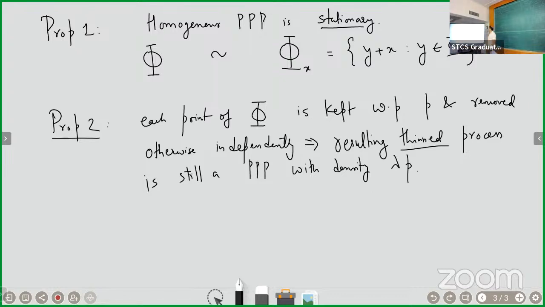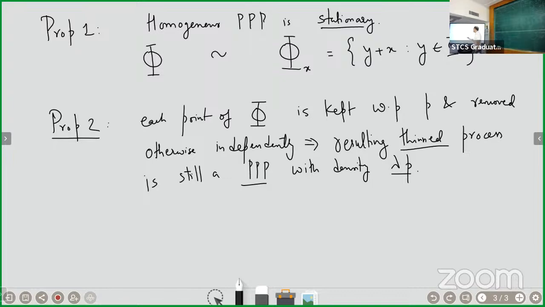What am I doing? I'm keeping every point of P with probability P. So essentially, I go to the point, flip a coin. If it turns out heads with probability P, I keep it, otherwise I remove it. Importantly, I'm doing this independently for every single point. So it's called a thin process. It's thinner compared to the original process. How do you convince yourself it is still a Poisson point process? The density, this is slightly easier. The density is going to be lambda times P, because the 1 minus P fraction is gone, and what remains is lambda times P.